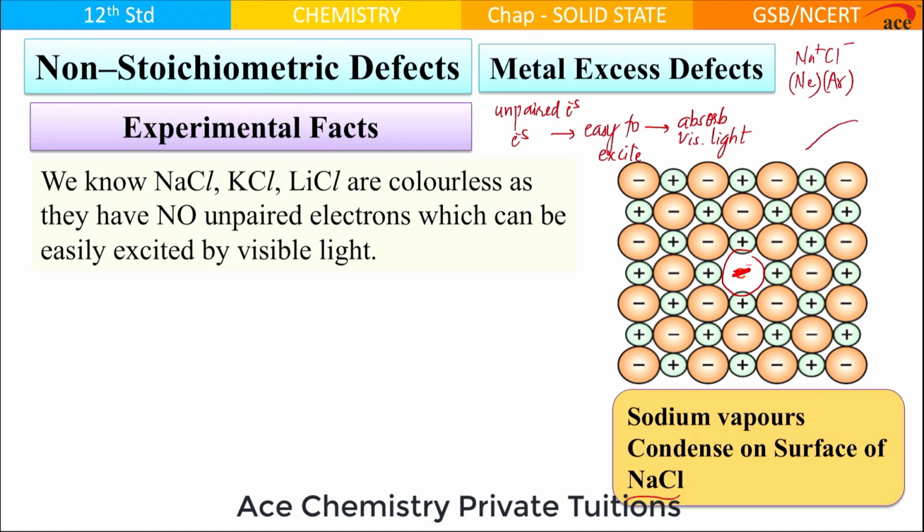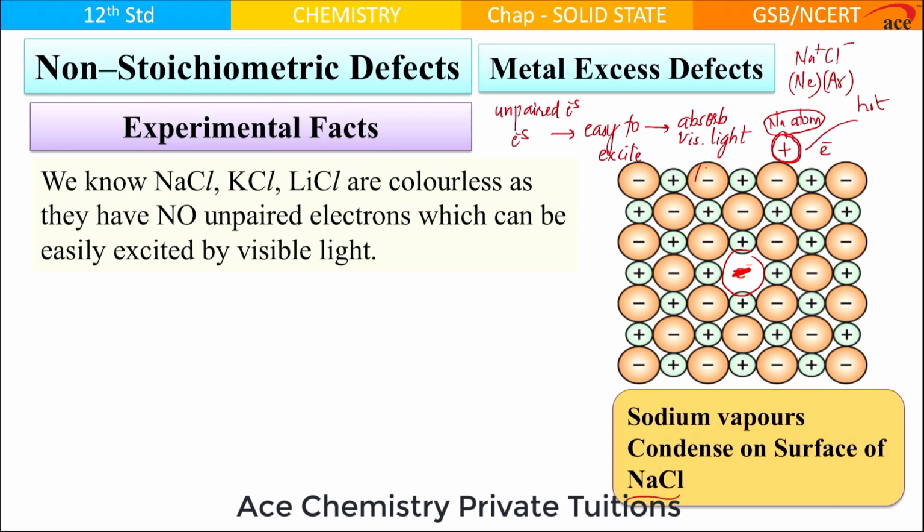When sodium vapor comes and condenses, imagine sodium vapor means sodium atom. A sodium atom has come and condensed on the sodium chloride crystal. You should know that when sodium vapors have come, that means they were hot, at high temperature. We are aware sodium has low ionization enthalpy. That means it can easily lose an electron. So, the sodium atom which has condensed on sodium chloride immediately becomes positively charged and loses its electron.